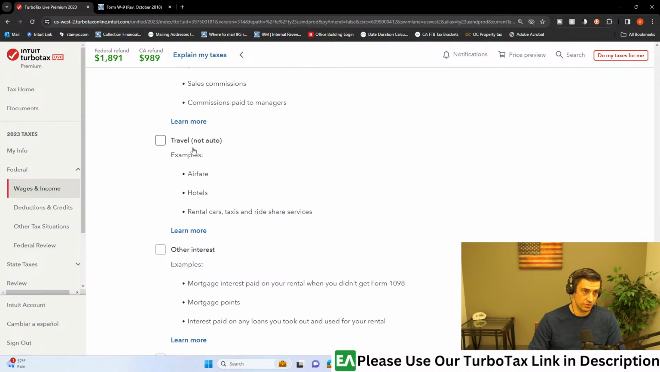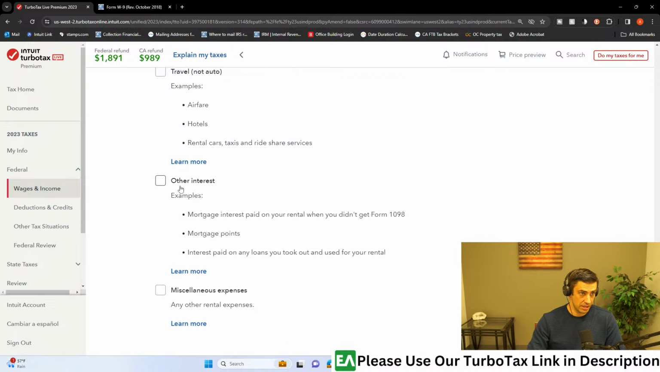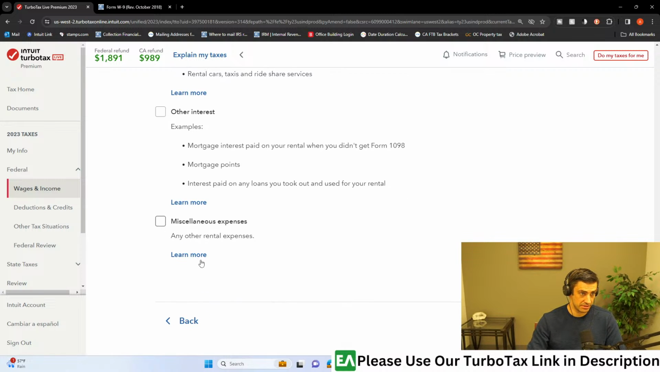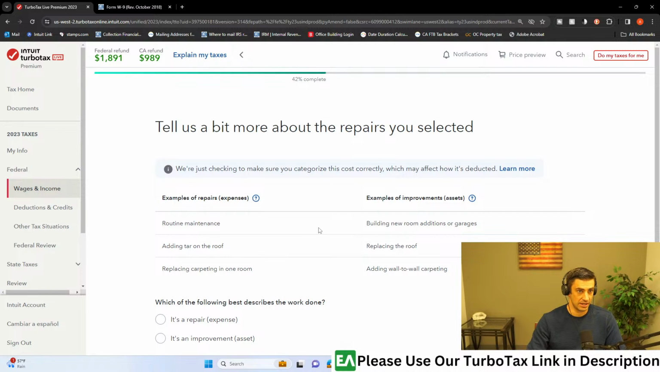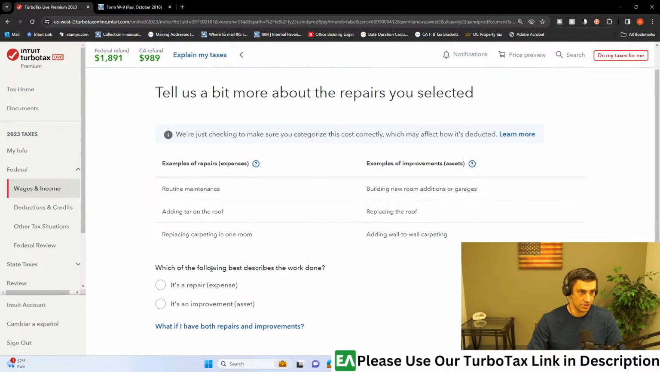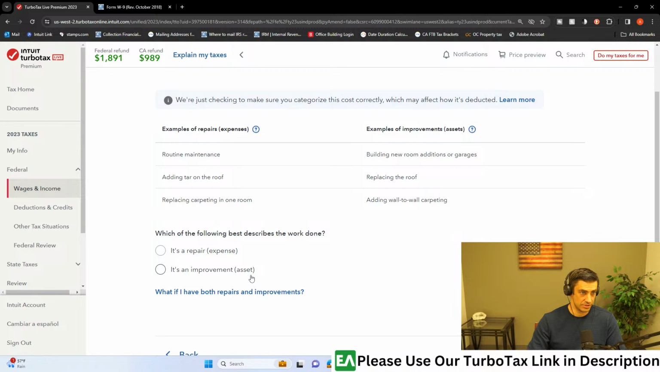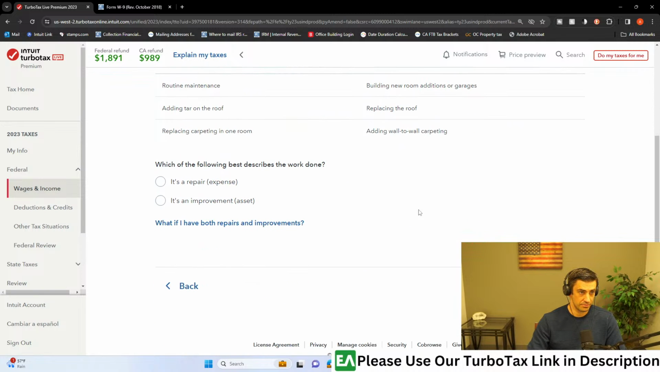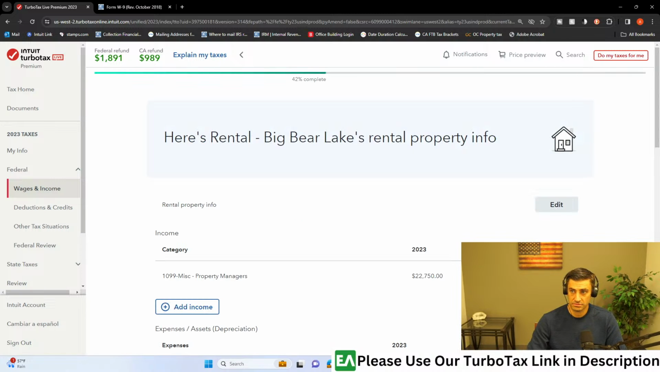Let's see, what else do we have? So travel. If you have to fly or do something like that for your rental, if it's not close to you, we can deduct that too. I'm going to say nothing else, miscellaneous. That's it, continue. Let's see what we got here. Examples: which of the following describes the work that was done? It was repairs and improvement. Well, we have both, right? We're going to say we have the roof and we'll say we have repairs. Well, let's say expense.